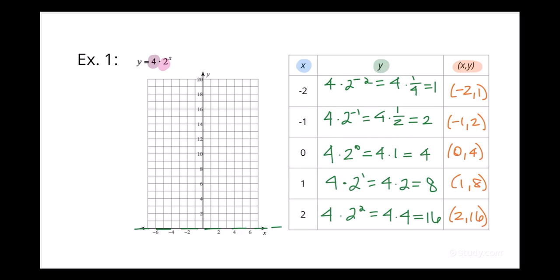I'm going to go ahead and put all those on the graph. We have negative 2, 1. We have negative 1, 2, 0, 4, 1, 8, and 2, 16. And the last step is to connect those into our graph. Again, we're going to get really close to that asymptote, but we're never going to cross it or touch it. And there's our graph of y equals 4 times 2 to the x power.